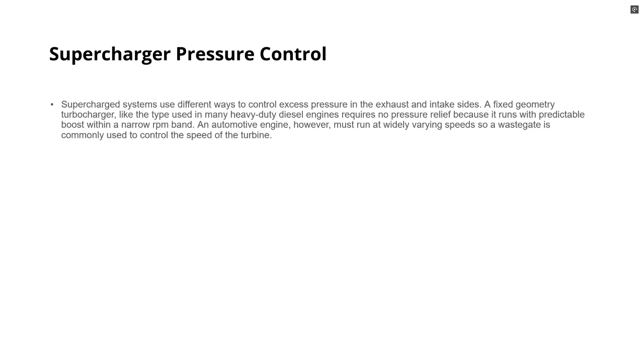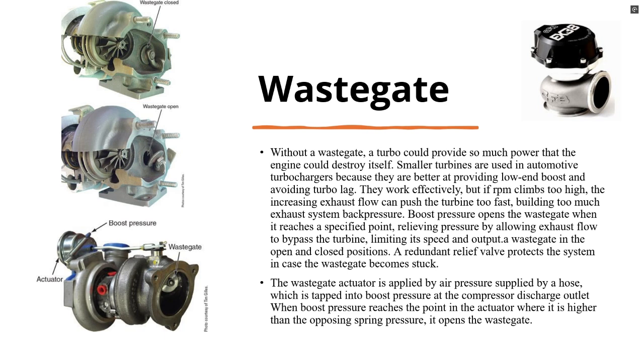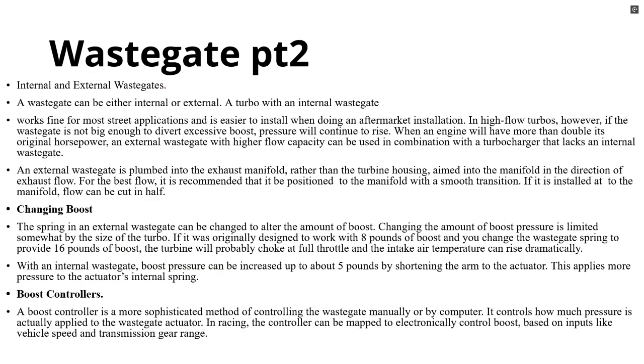Different methods control supercharger pressure, such as wastegates in turbos and fixed configurations in diesel engines. A wastegate controls the turbo's pressure to prevent engine damage by diverting excess exhaust flow. Wastegates can be internal or external, the latter providing better performance for high flow applications. Boost can be adjusted by changing wastegate springs or using boost controllers.